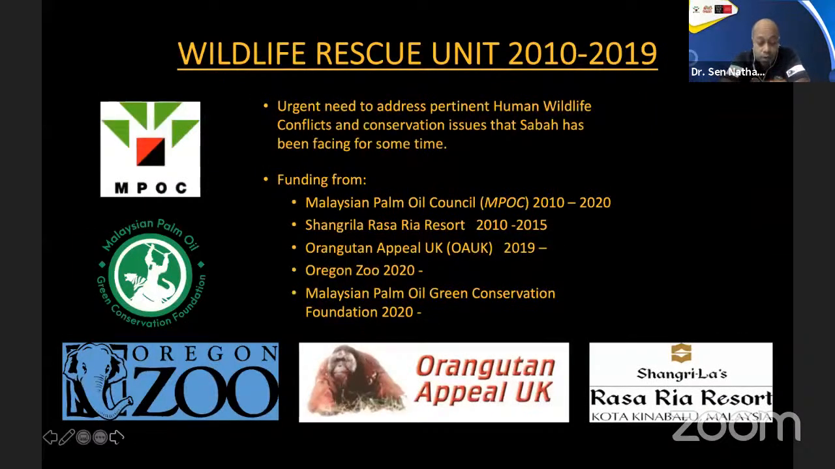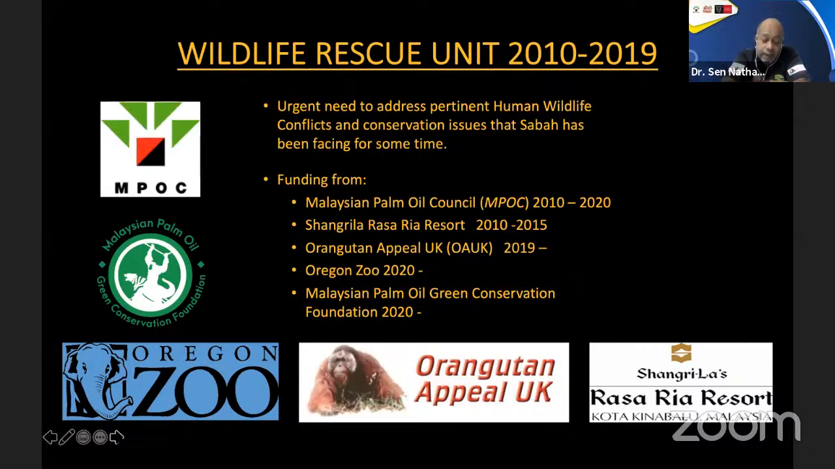Now, the Wildlife Rescue Unit was successfully formed in May 2010. The increasing human-wildlife conflicts and conservation issues in Sabah was what instigated the idea of setting up this unit under the Wildlife Department. Together with then Dr. Laurentius Nayan Ambu and myself, we actually brought this idea up to the Ministry of Tourism. Unfortunately, it was not approved due to insufficient government funding.